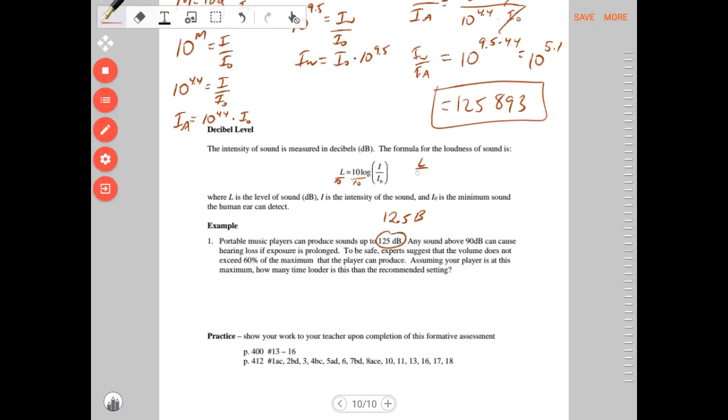Okay, so loudness over 10 equals log I over I0. And if we convert that back into exponential form, that's 10 to the L over 10 equals I over I0, where I is the intensity of the sound. Okay, so let's look at our example here.